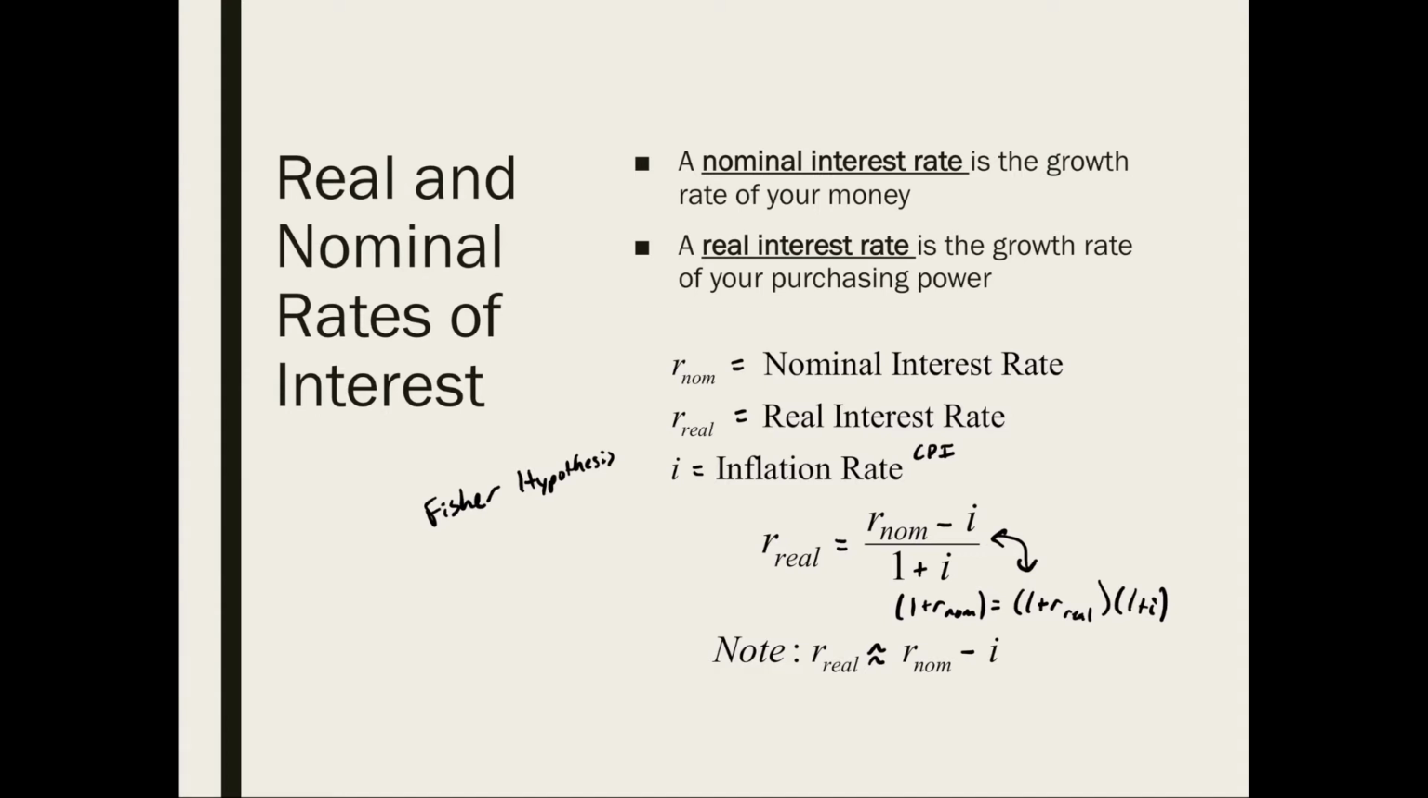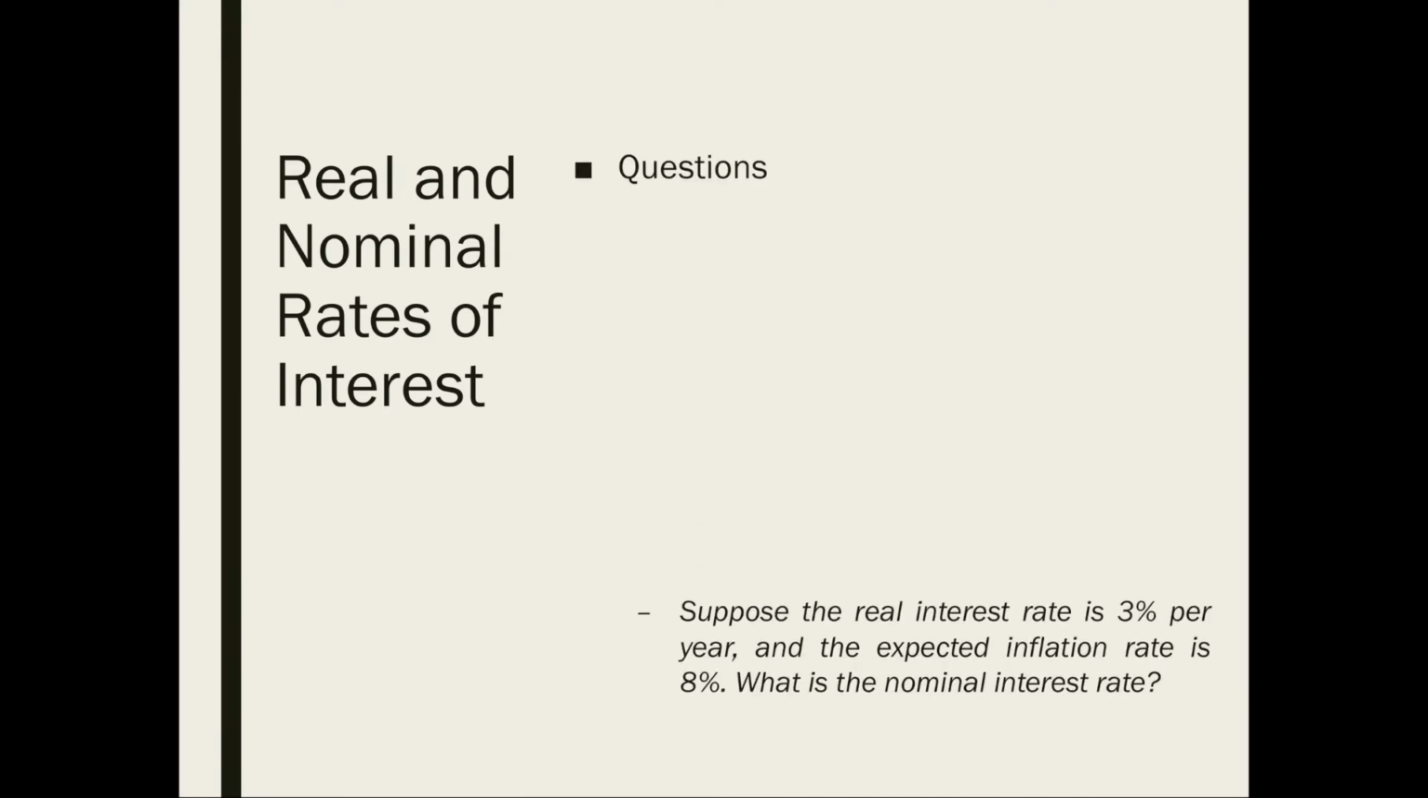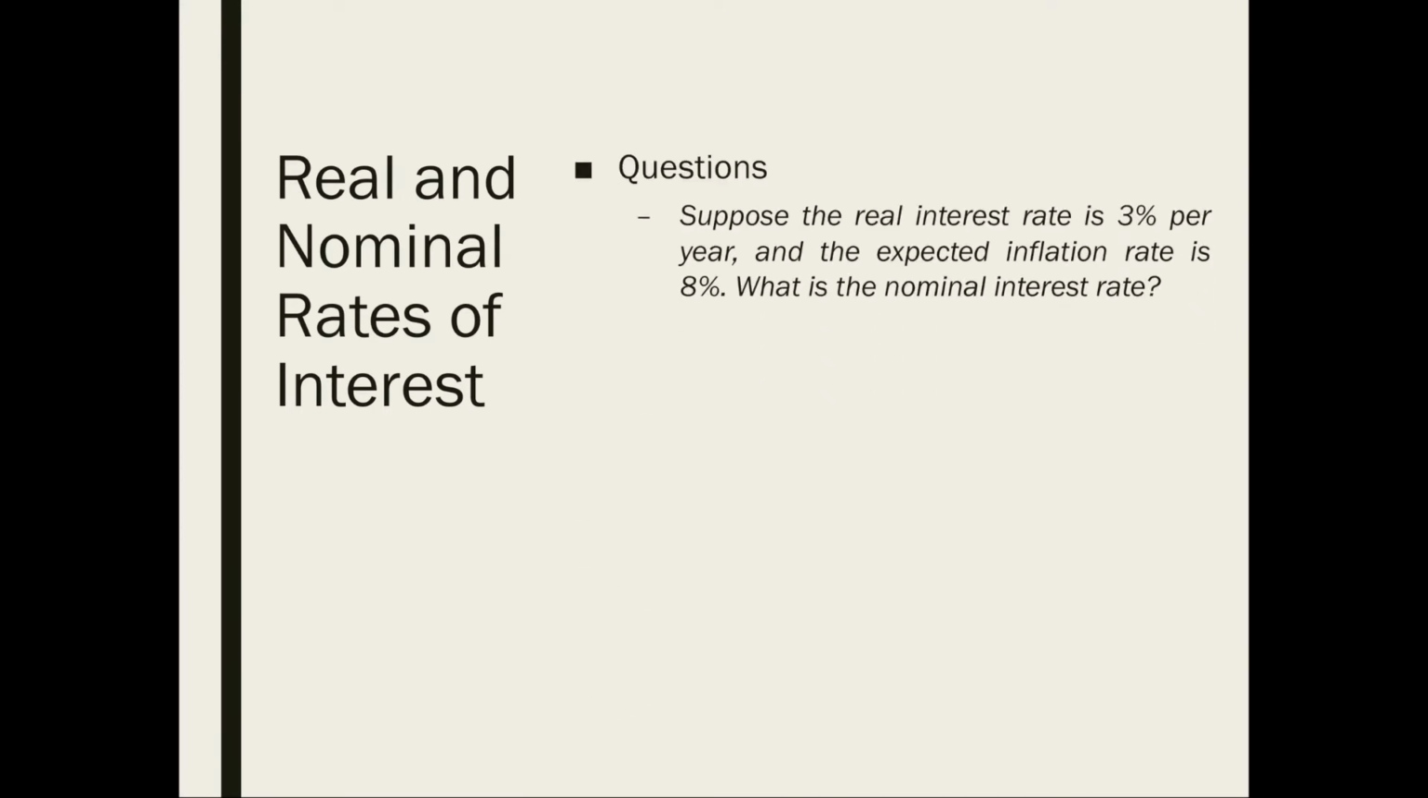To compensate for the decrease in your purchasing power, you want to maintain that same real interest rate on whatever investment you're looking at. So let's take a look at an example. Example number 1, suppose that the real interest rate is 3% per year. So your purchasing power is increasing 3% per year, but the expected inflation rate is 8%.